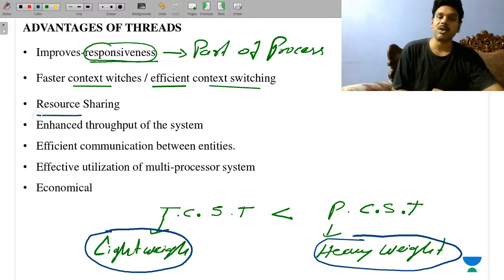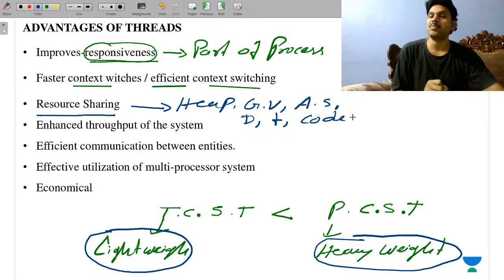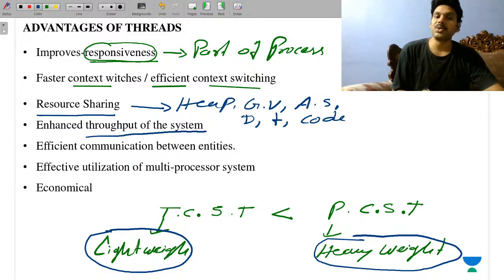So that's why it is called resource sharing. What kind of resources can you share? Heap you can share, global variables you can share, address space you can share, and what else? Data you can share, files you can share, code also you can share. It is completely the sharing of the resources only. So throughput can be increased.